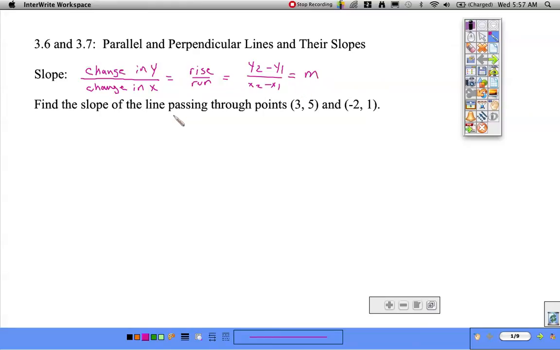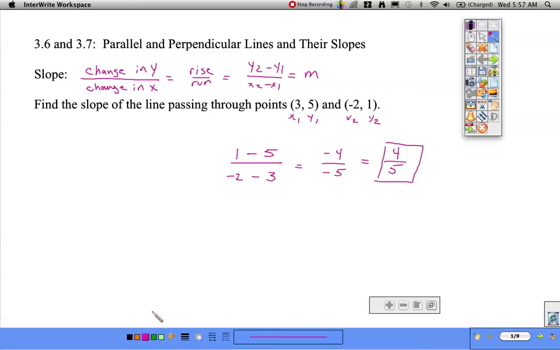So if I get the question, find the slope of the line passing through the points (3, 5) and (-2, 1), well 3 is my x1, 5 is my y1, first x coordinate, first y coordinate. Negative 2 would be my x2, 1 would be my y2. So to use the formula, it would be y2 of 1 minus y1 of 5 over x2 of -2 minus x1 of 3, and I'm going to get -4 over -5, which does reduce and simplify down to a positive 4/5.